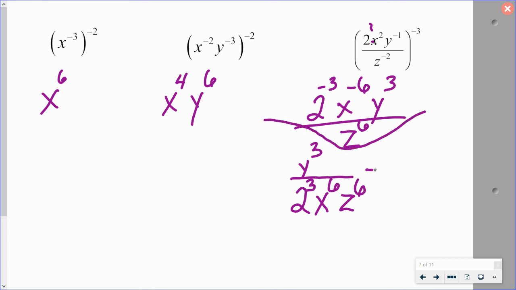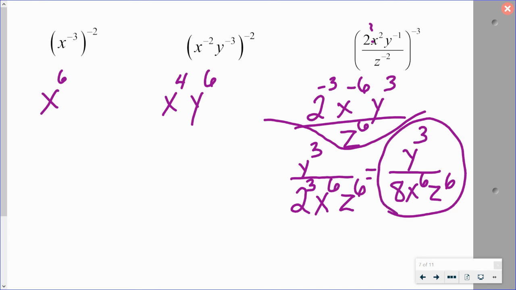Now I see something I have to do. Do you see what you have to do? The y is good. The 2 to the third power is actually 8. And this is my final answer. Okay.